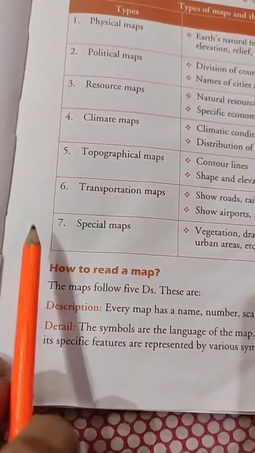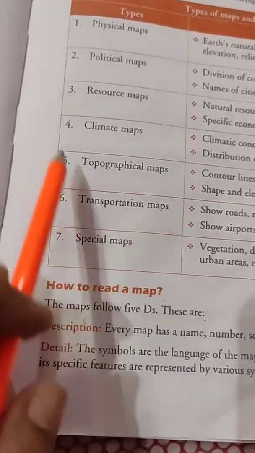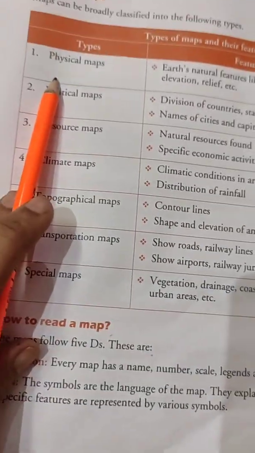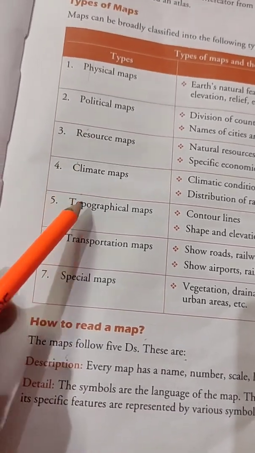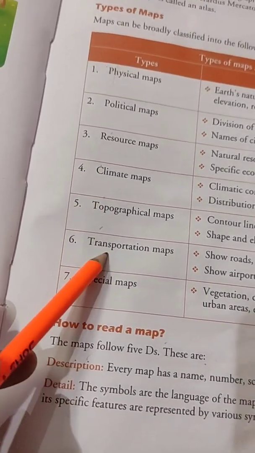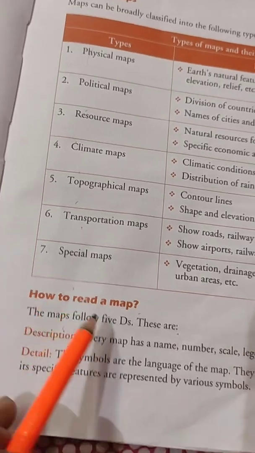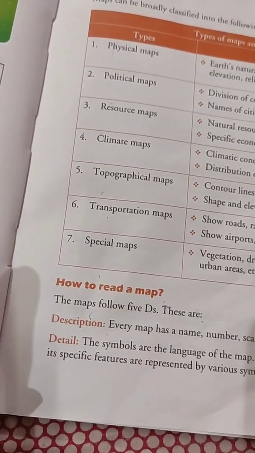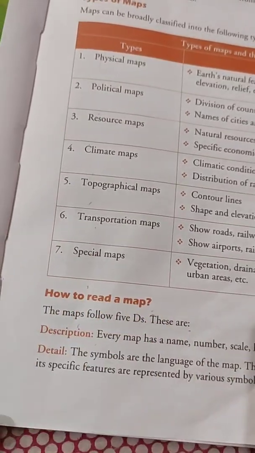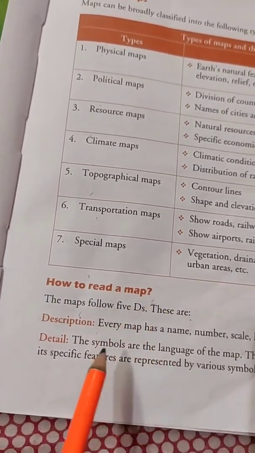So students, how to read a map? Yesterday we had gone through all the different types of maps, that is physical, political, resource, climate, topographical, transportation and special maps. Now how to read a map? There is one language for the map. Everybody can't read the map. So there are 5 D's.